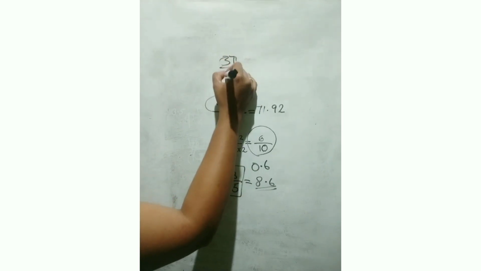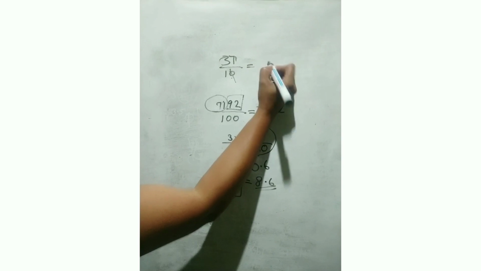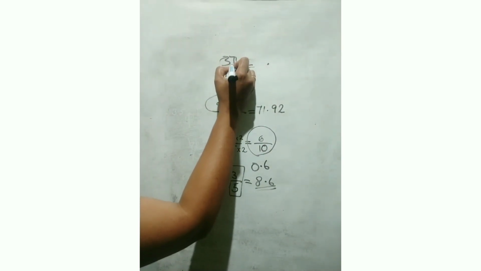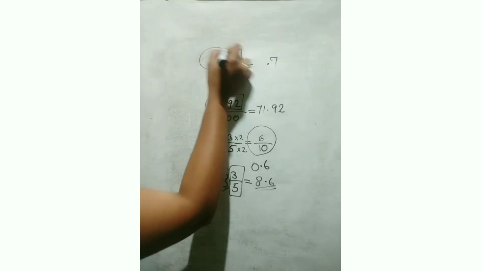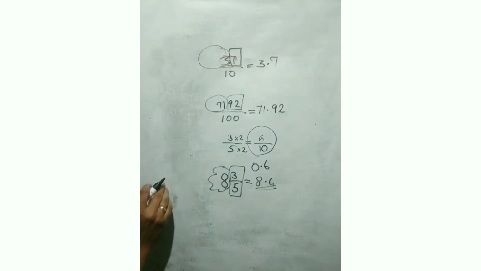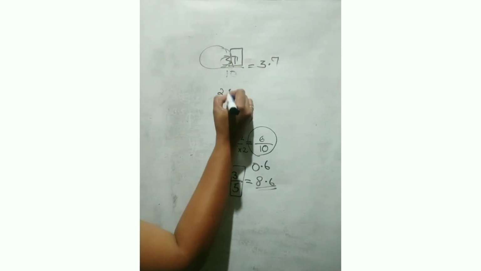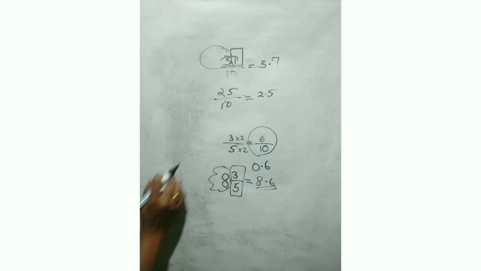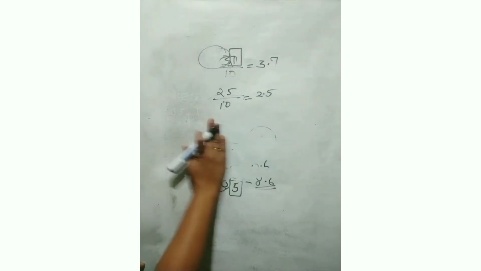Okay. Then 37 on 10. Only 1 zero is there. So keep there that decimal point. Only 1 zero is there. Okay. Then consider only one place digit. Then keep it there after the decimal point. Okay. Then these numbers will be before the decimal point. So 3.7. Then next 25 on 10. How can we write? 2.5. Okay. 1 zero, 1 digit will be there after the decimal point.